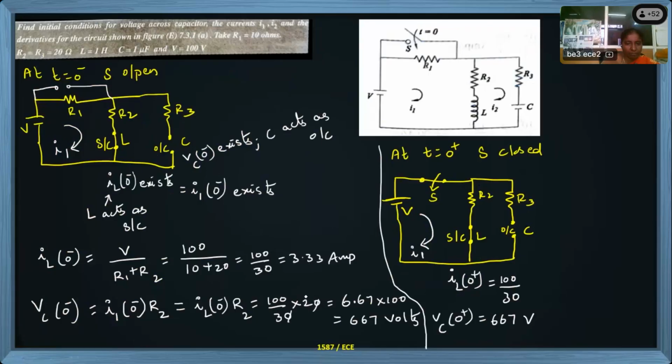Into 20. 100 by 30 is correct. 100 by 30 into the R2 value. The 10 cancels, giving 2 by 3. 2 by 3, 66. Here I have written it wrong.